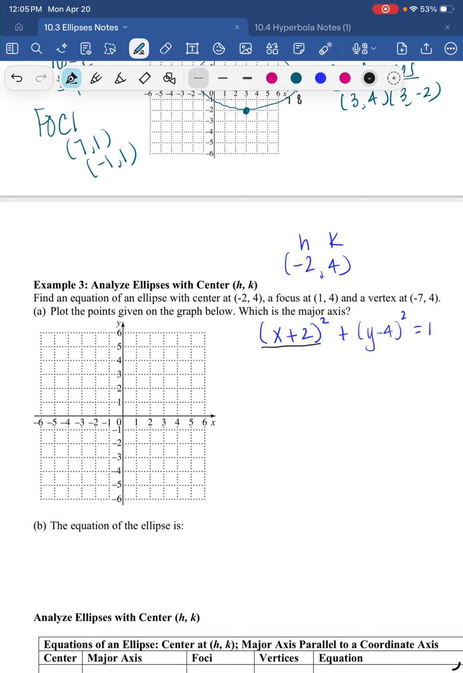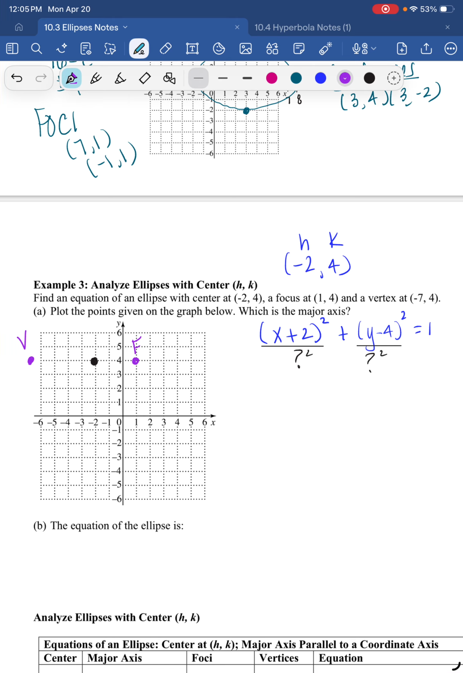That's where I'm going to start. And I'm going to have some denominator squared and another denominator squared. Okay, so (-2, 4) is here. Great. And then the focus is at (1, 4). So (1, 4) is here. That's a focus. I'm going to label it F for focus. And we have a vertex at (-7, 4), which is here. That's going to be a vertex.